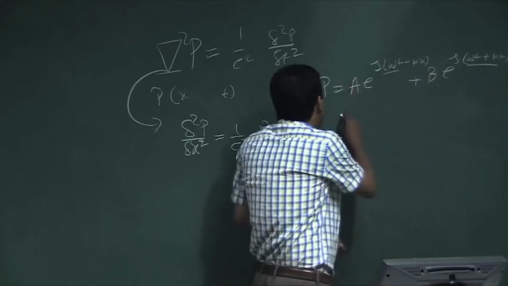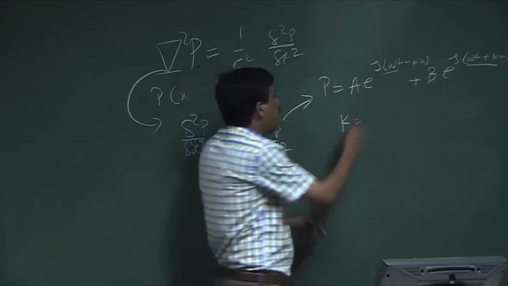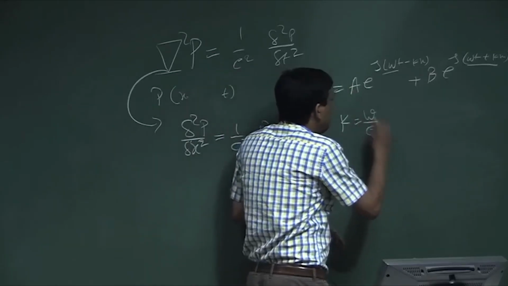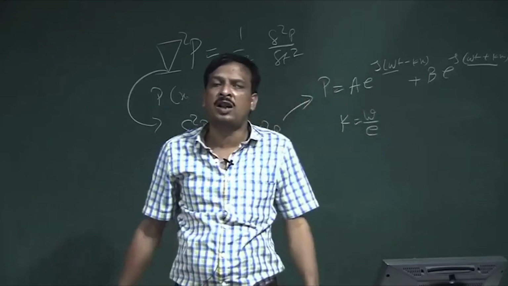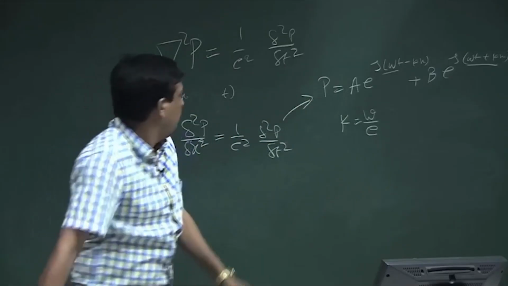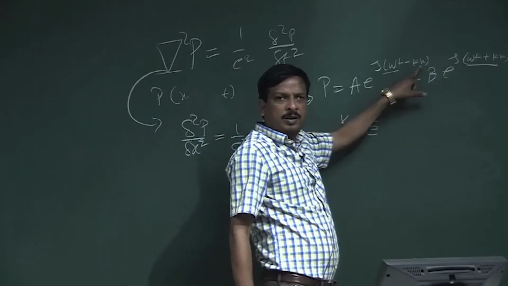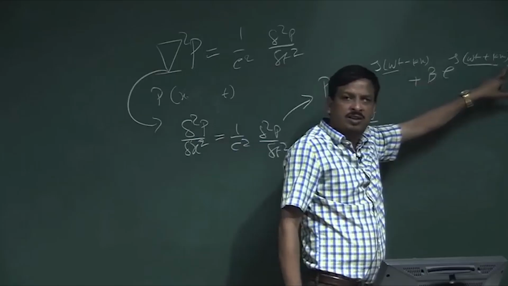What is k? K is nothing but the wave number. So what is the wave number? Wave number is nothing but omega by c. C is the velocity of the sound, omega is the frequency. Okay. So wave number into x is the total distance travelled by the wave.